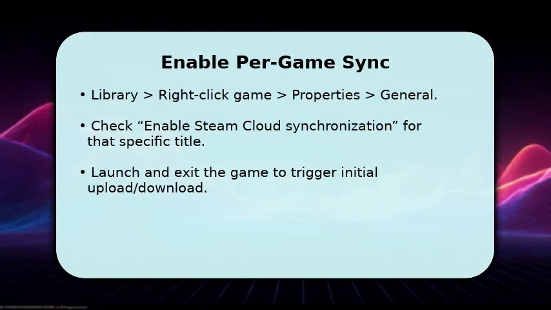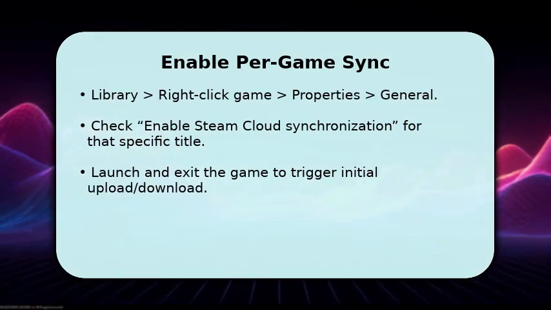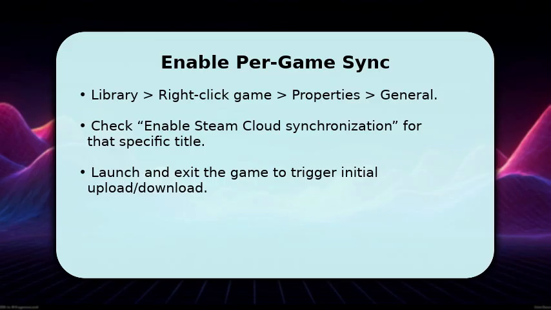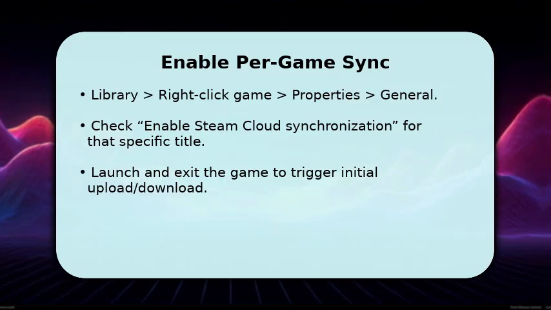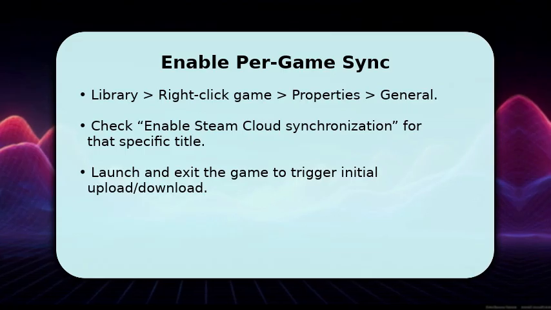Now you enable sync for the specific game inside your library. Right-click the title, open Properties, and enable Steam Cloud Synchronization. This tells Steam which saves to manage.